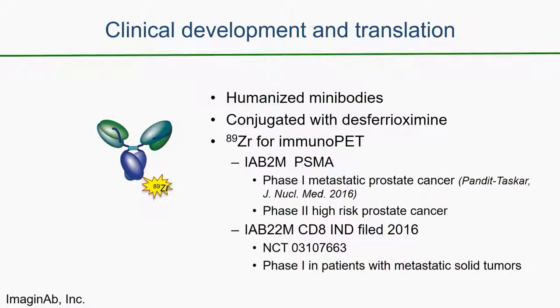So they're humanized minibodies conjugated with desferoxamine, labeled with zirconium-89 for immunoPET. The first agent was developed recognizing PSMA, prostate-specific membrane antigen. That's gone into phase 1 studies in metastatic prostate cancer, and then also a phase 2 study at an earlier disease state, high-risk prostate cancer prior to surgery. And then the second agent, same format, but instead recognizing human CD8, is now in phase 1 in patients with metastatic solid tumors.